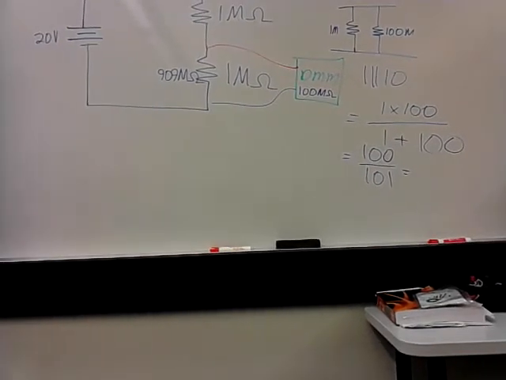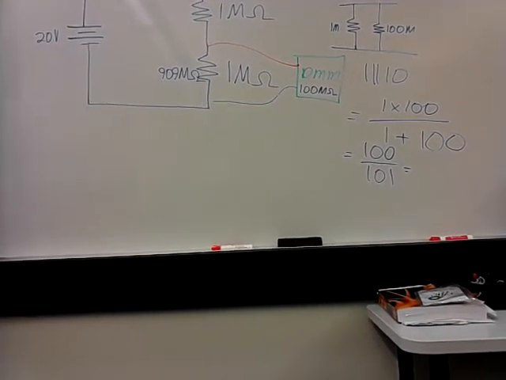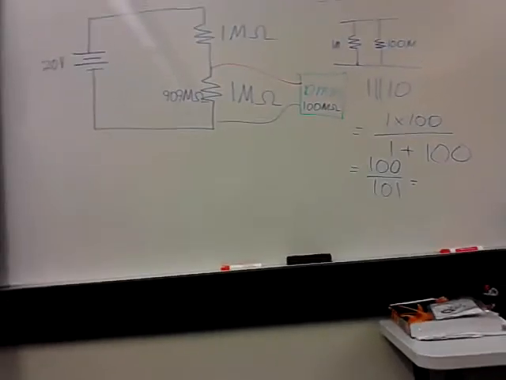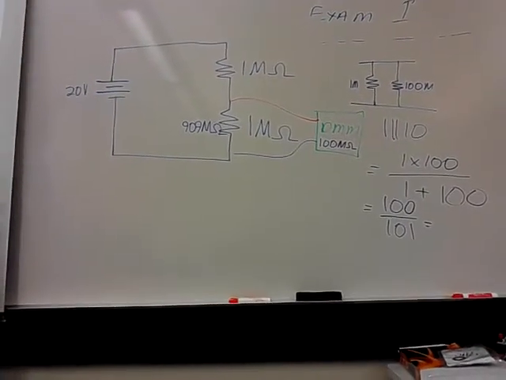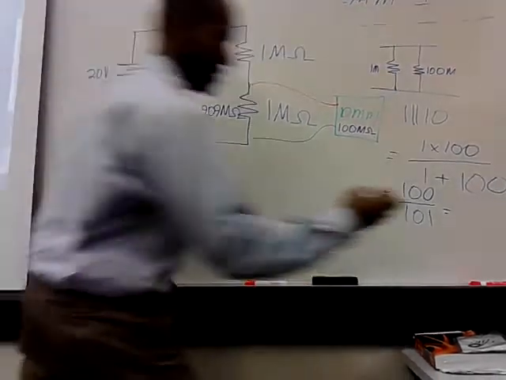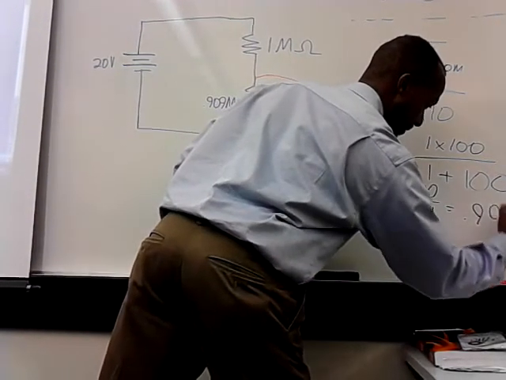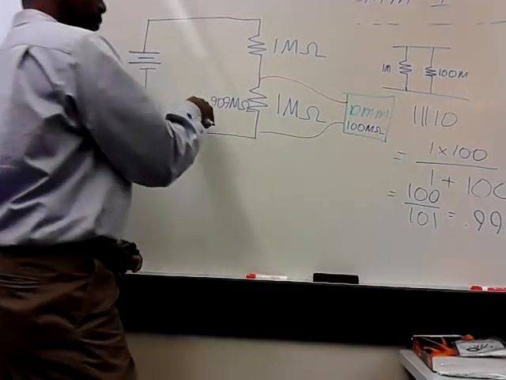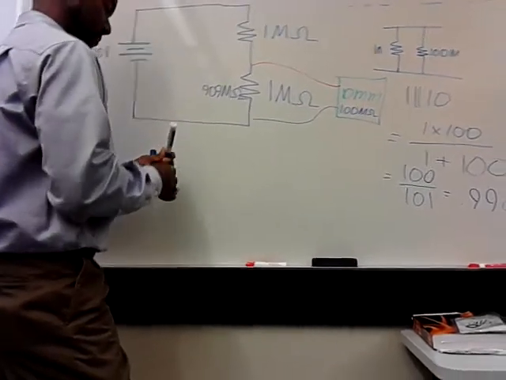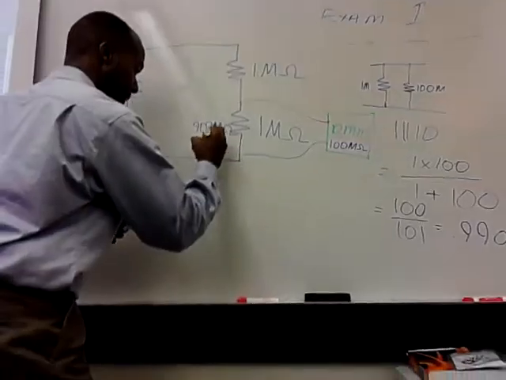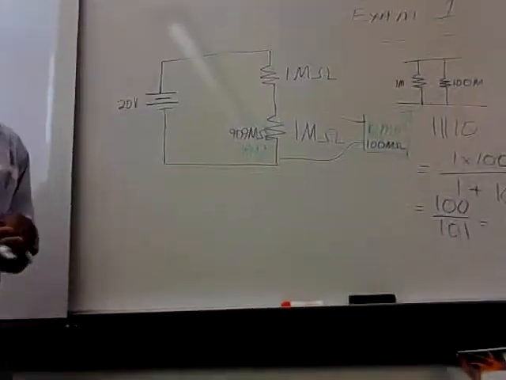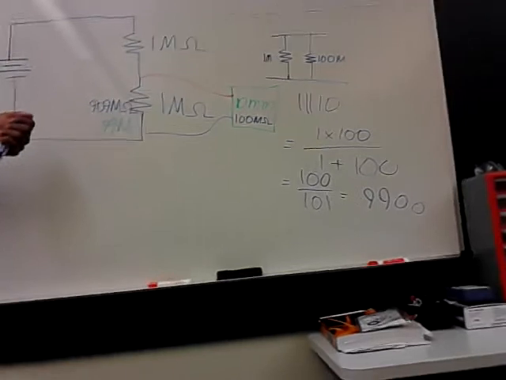100 divided by 101 is 0.990099. So we went from 0.909 to 0.99 mega ohm. So you see what a big difference that makes.